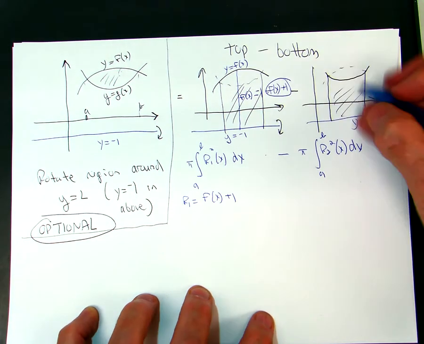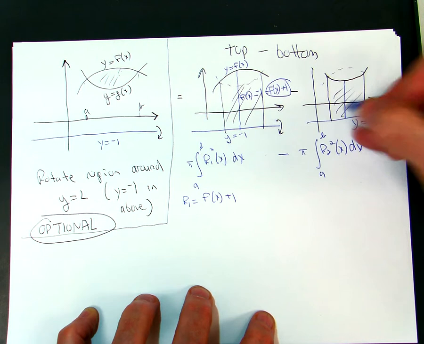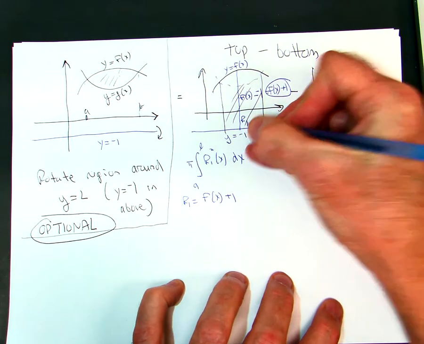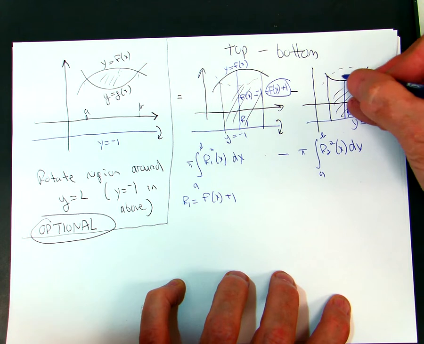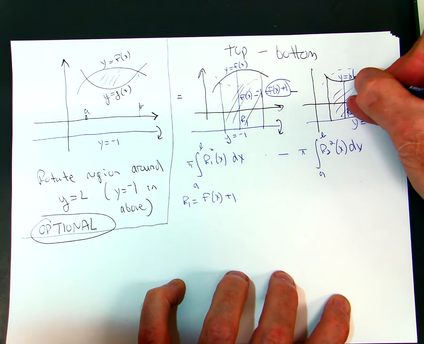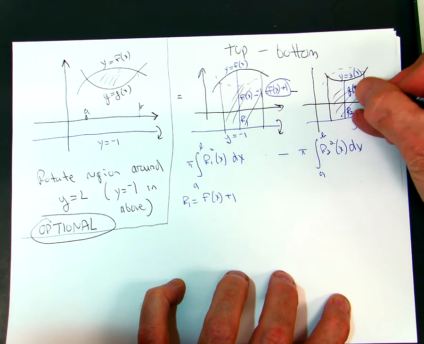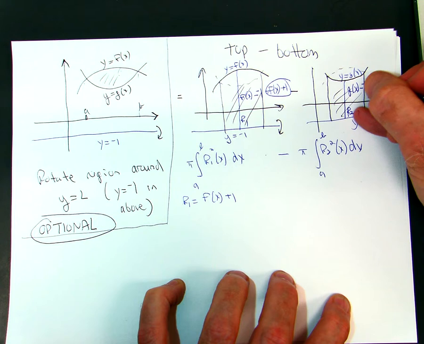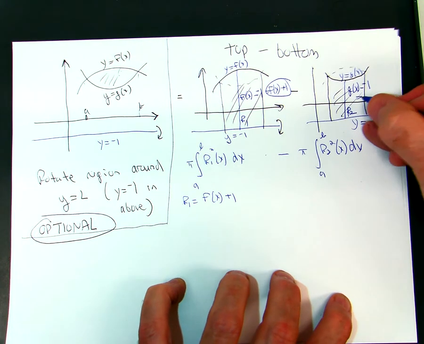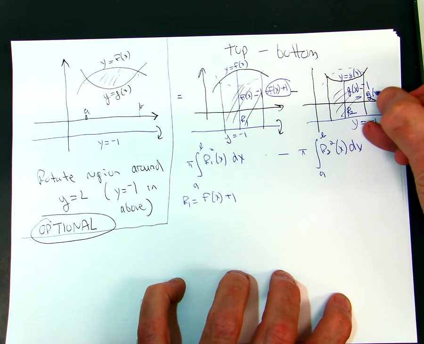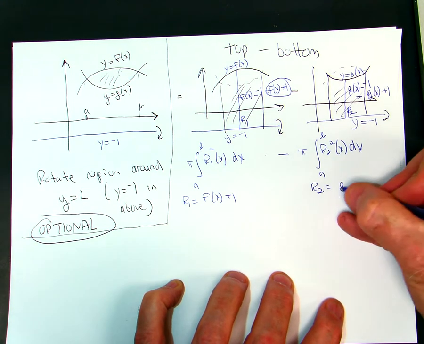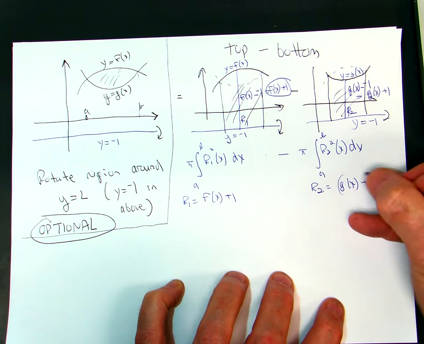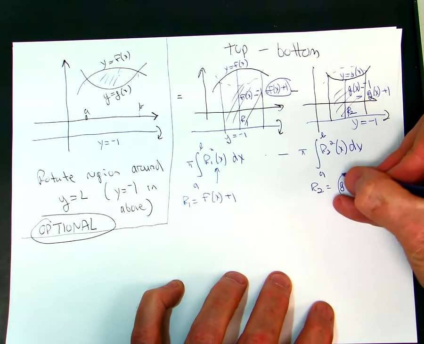Okay, same thing over here. I want to find this distance right here. So this is radius 1. This is radius 2. Well, right here we have y equals g of x. This is going to be g of x minus -1, so we get g of x plus 1. So over here my radius is going to be g of x plus 1. Now I sub them in here and I integrate.